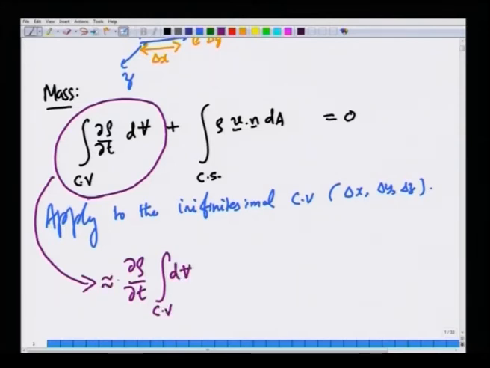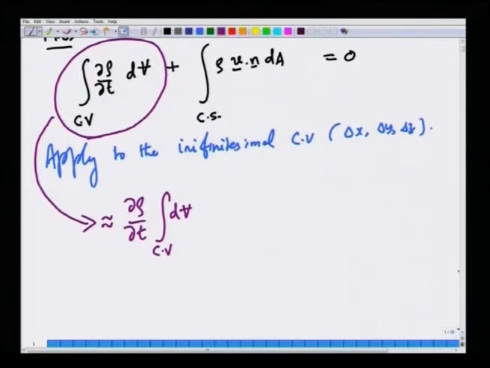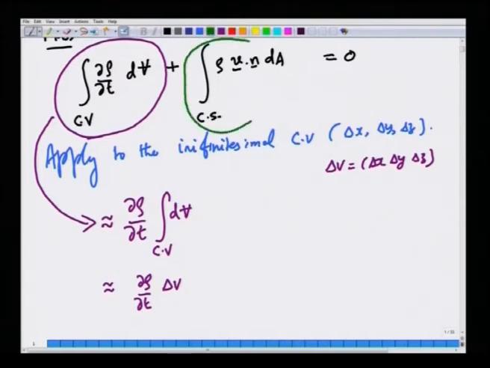This is approximately this in the limit of this CV volume tending to 0. Okay, we can write this very easily, and this is nothing but, if you integrate this volume, you will simply get d rho dt times delta V, where delta V is delta x times delta y times delta z, the volume of the CV. So, that is one simplification that comes in the first term. Even if you look at the second term, we can do some simplification. Now, since the CV cross sectional areas are so small, we can assume uniform flow.